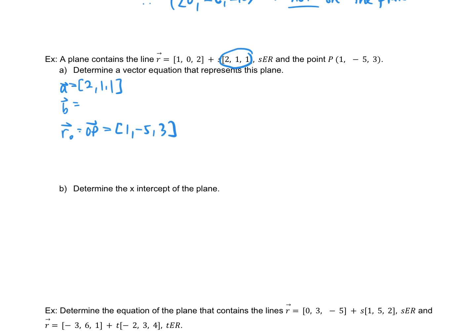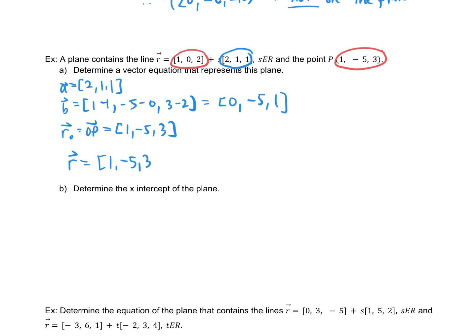And then for vector B, well, I can just find the direction vector from here to here. So that's what I'm going to do. 1 minus 1, -5 minus 0, 3 minus 2, to get (0, -5, 1) as the other direction vector. And now we can put it together. R equals R0 plus s times (2, 1, 1) plus t times (0, -5, 1), where s and t are real numbers.